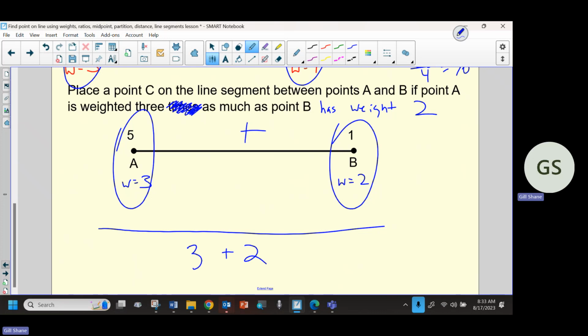So you should have gotten 3 times 5 is 15. Now I will write it over here smaller. Plus 2 times 1 is 2. And then divided by 5. So 17 divided by 5. So 3.4. Is that what you guys got? Yeah. All right. So here, I'll give you some problems to work on.